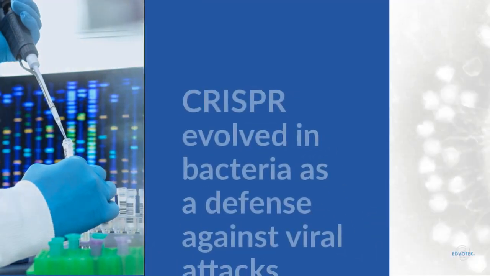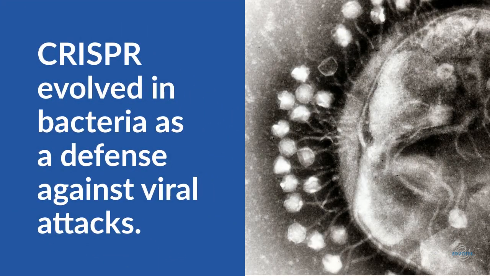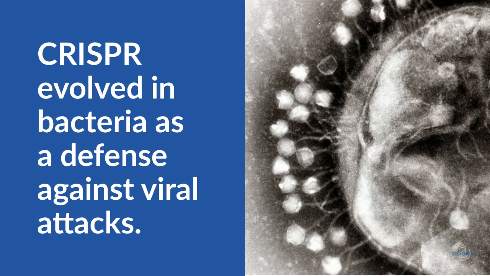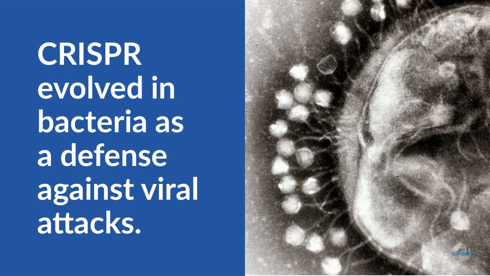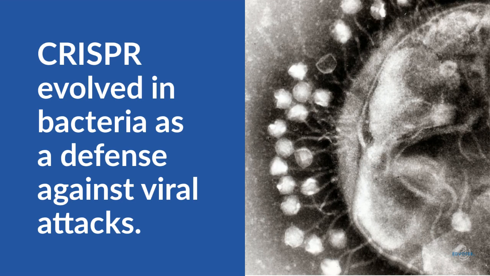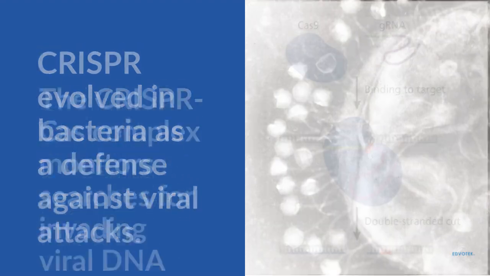But why? It turns out that CRISPR evolved in bacteria as a defense against viral attacks. When a virus infects a bacterium, the bacterium recognizes the viral DNA as foreign and cuts it into pieces to prevent viral replication. Simultaneously, it collects a piece of the viral genome and places it into a spacer within its own CRISPR DNA, creating a database of previous viral infections.